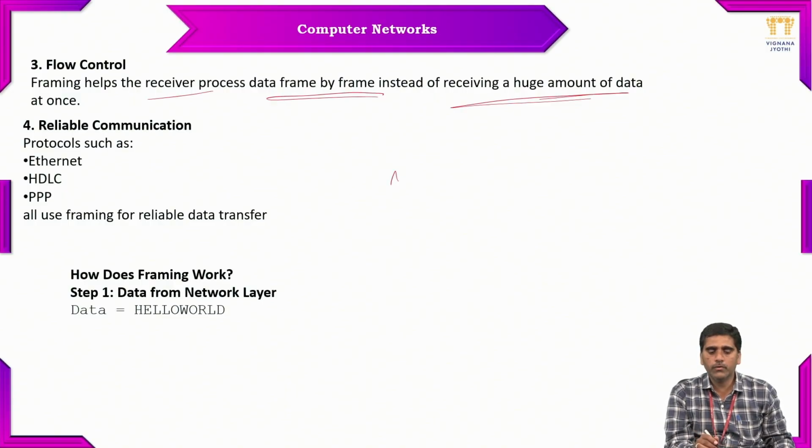So flow control is one type of framing, which helps the receiver process data frame by frame instead of receiving a huge amount of data.